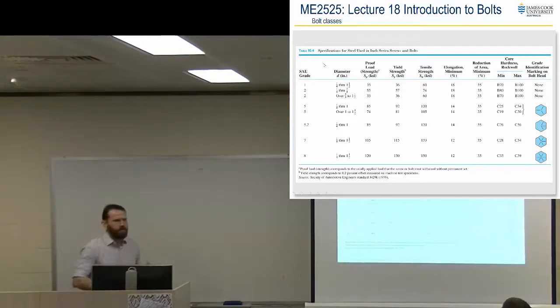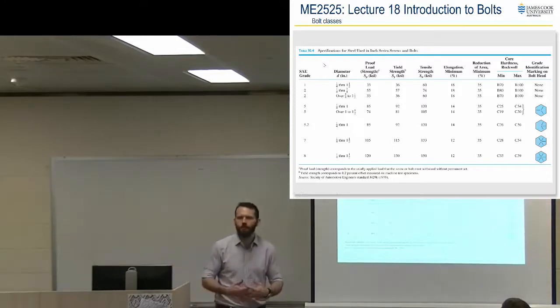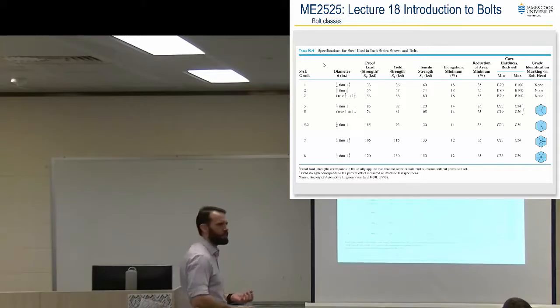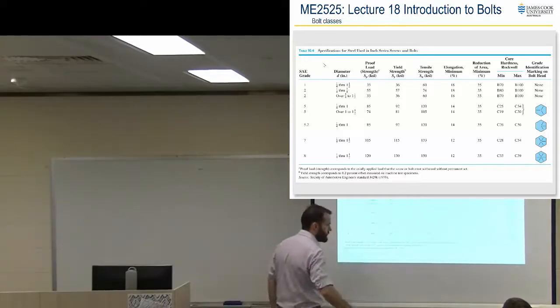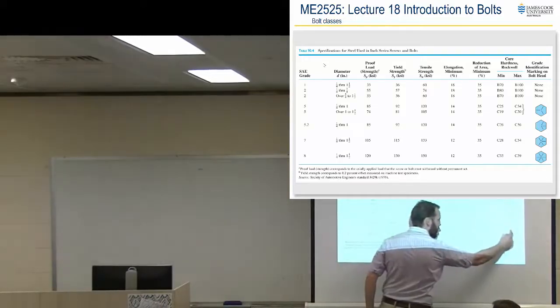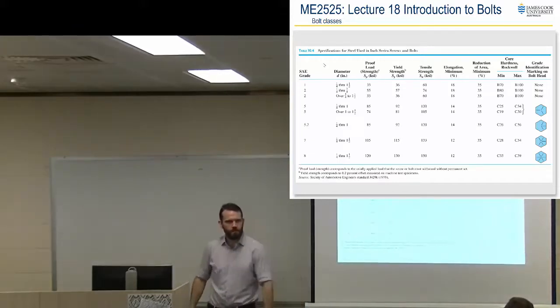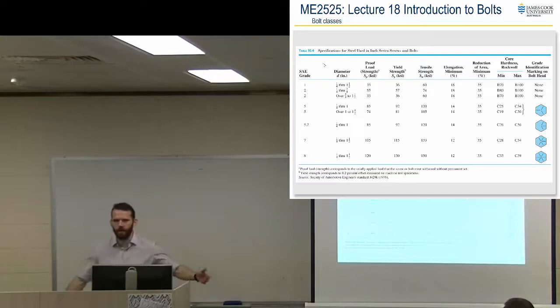And the material properties of a bolt are specified in grade. So you have different grades of bolts. Has anyone seen these type of designations on the end of a bolt head? Different lines like that? Anyone? Yeah? So some of the bolts that you would buy at Bunnings, some of the bolts that you find on machine components will have those. That little graphic is firstly telling you it's imperial, if it's straight lines. And secondly, it's telling you what grade bolt it is.